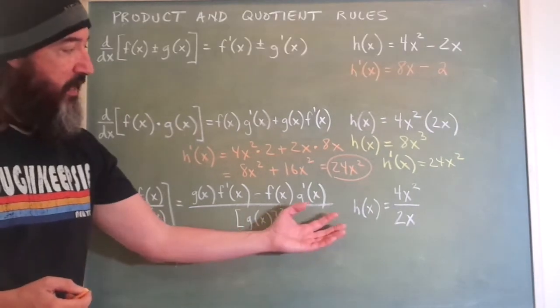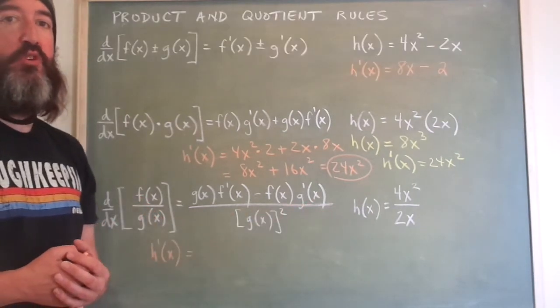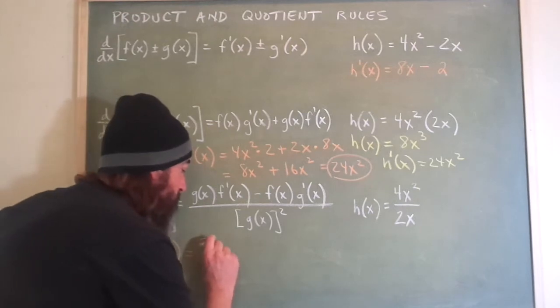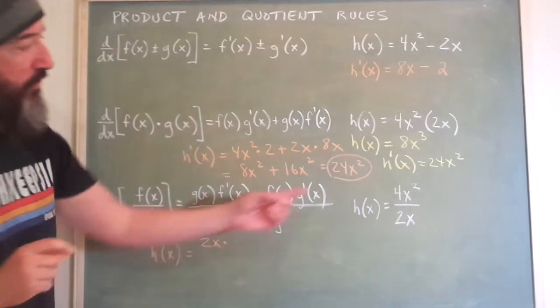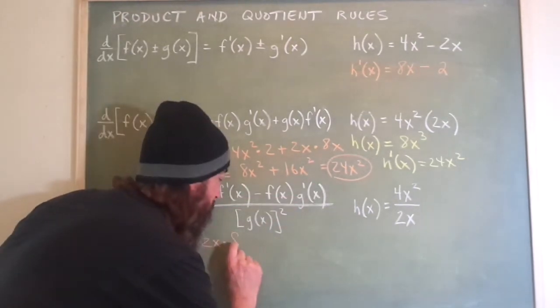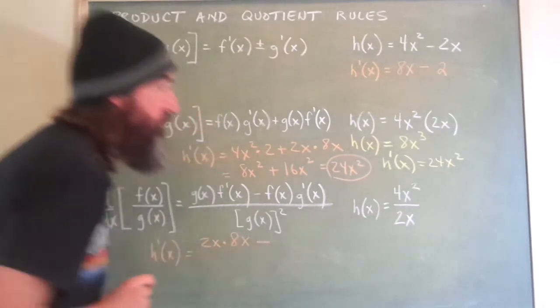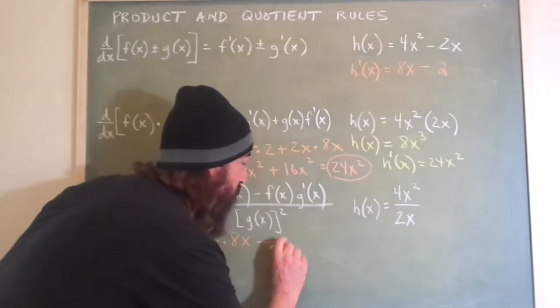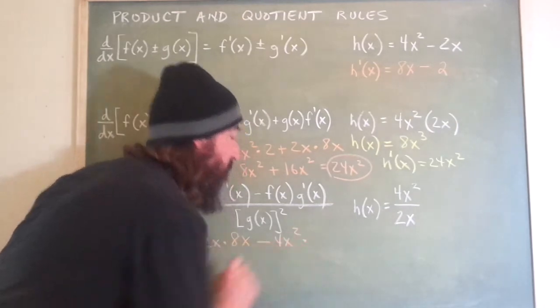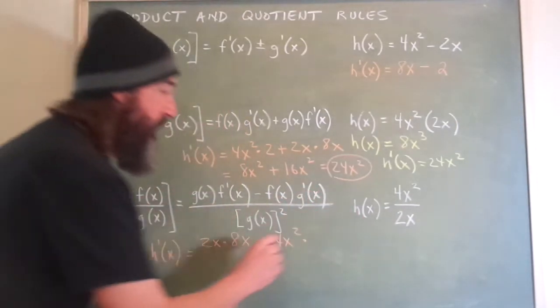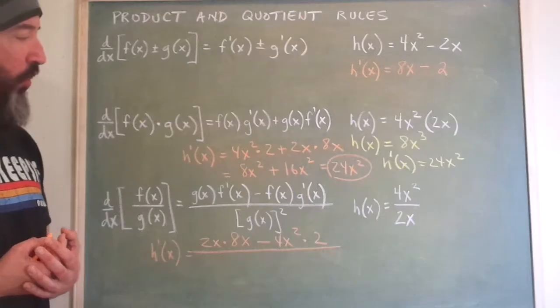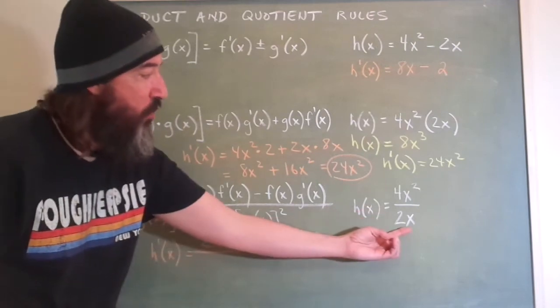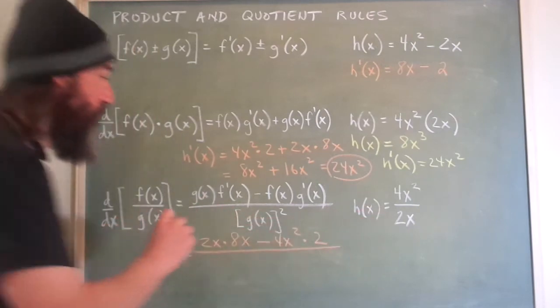Let's see if we can evaluate the derivative of h of x using the quotient rule. I'm going to put the bottom, 2x, times the derivative of the top, and the derivative of the top is 8x, minus the top, which is 4x squared, times the derivative of the bottom, and the derivative of the bottom is 2. And that's all over the bottom squared. Well, 2x, if you square 2x, you get 4x squared.